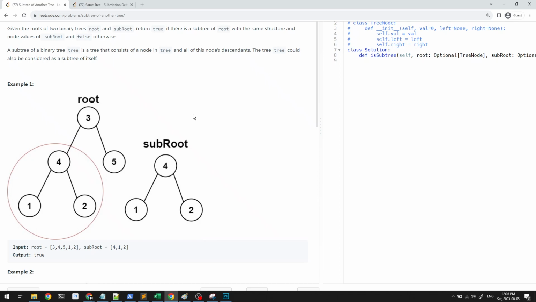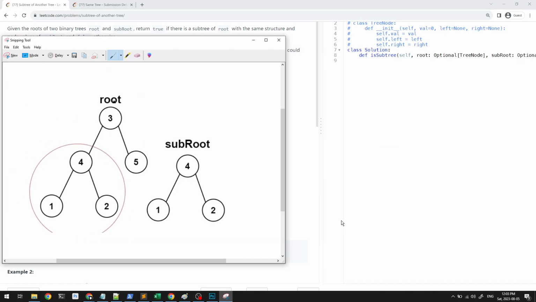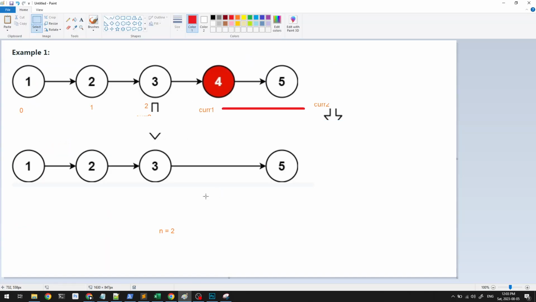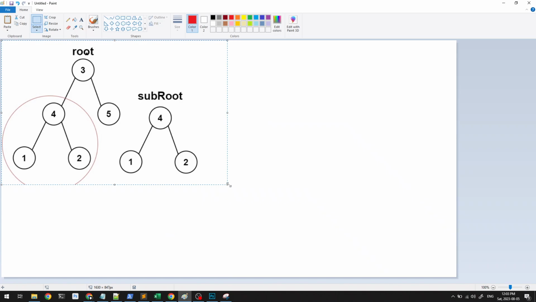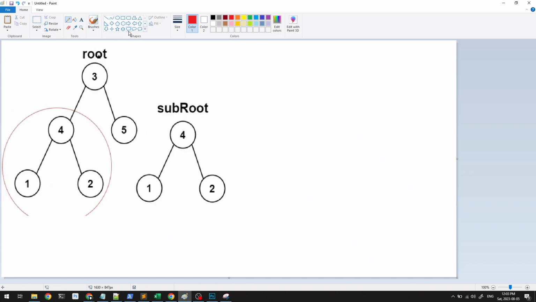Well, how about we traverse these trees together? Instead of traversing root and then subRoot separately, what if we traverse them together? So let's see how that might play out. Let me paste this inside of Paint here. Okay, so let's say we traverse the two trees together.